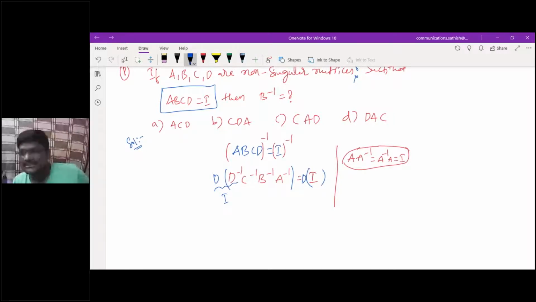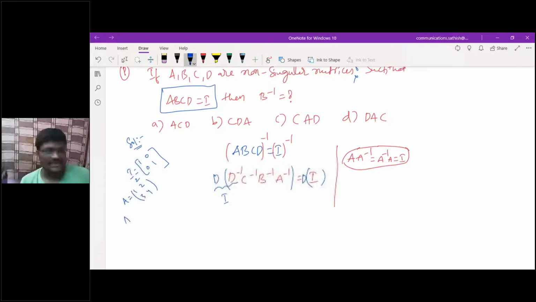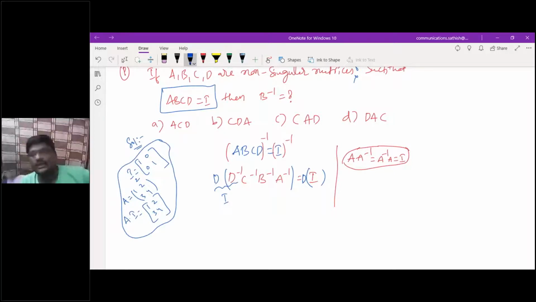Any matrix, if it is multiplied with the identity matrix, you will have the same matrix. Let me take I as the 2 by 2 matrix 1 0 0 1. If I multiply some A with I, and A is 1 2 3 4, then what is A into I? Multiplying, I get the same 1 2 3 4 only. Any matrix multiplied with the identity matrix gives the same matrix. Are you able to follow me?